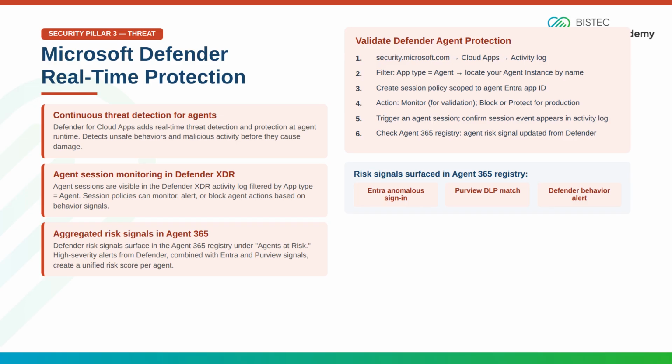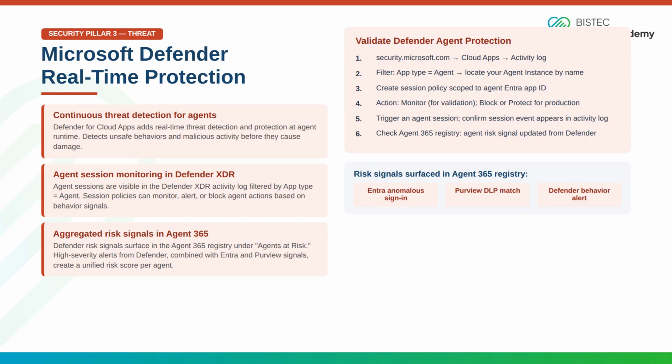Validation flow: navigate to security.microsoft.com, then Cloud Apps, then Activity Log. Filter by app type equals agent and locate your agent instance. Create a session policy scoped to the agent's Entra app ID with action set to monitor. Trigger an agent session and confirm the session event appears in the activity log. Then check the Agent 365 registry to confirm the risk signal updated.